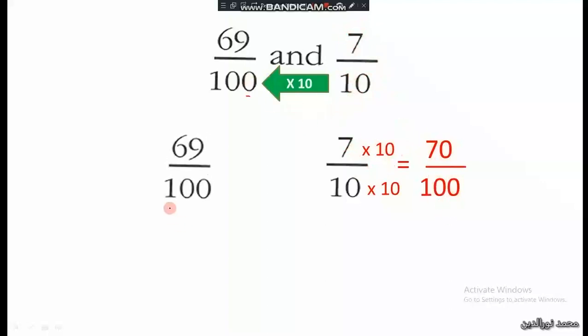So in this way we notice that now I have two fractions with the same denominator, and now we could compare them. The fraction that has the greater numerator is the greater one. So 70 over 100 is greater than 69 over 100.